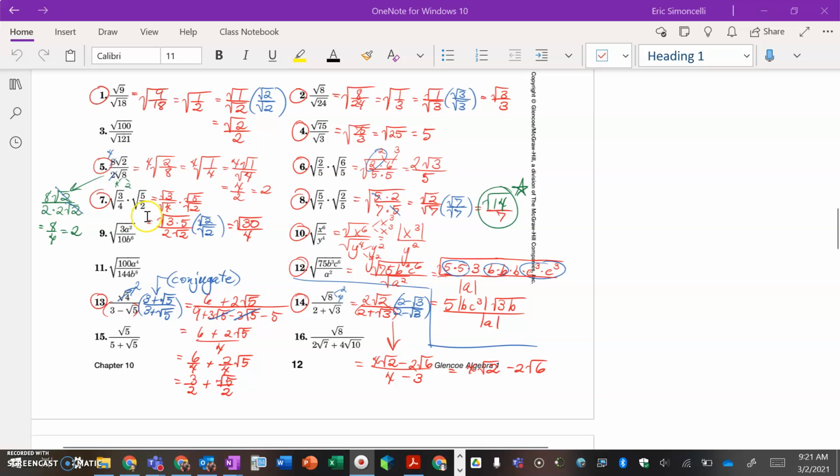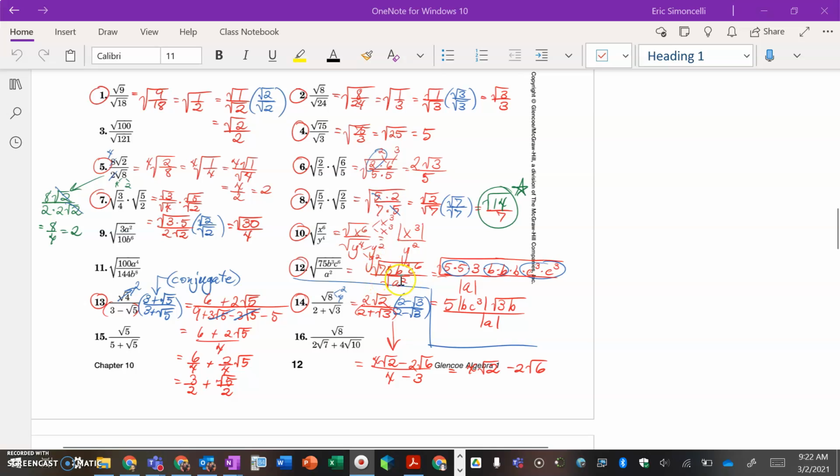Okay, we're going to take a look at maybe one or two more. Let me actually jump to a problem or two with variables. In particular, I think number 12 would be great to dig into. So this is a square root of a fraction, 75 b cubed c to the 6th over a squared. You can and should split up each individual root as such.